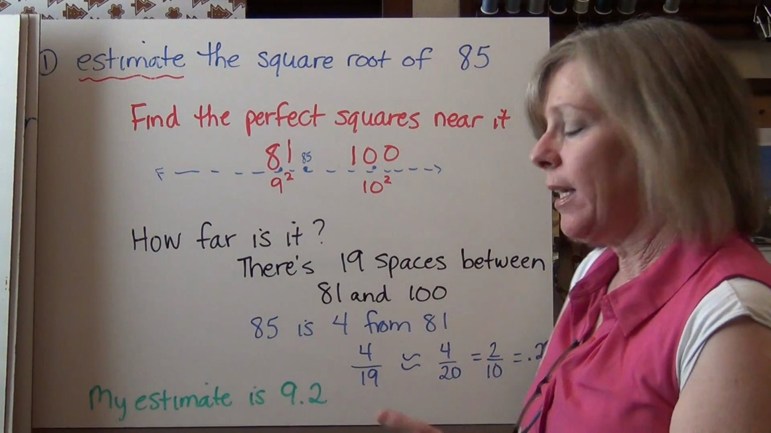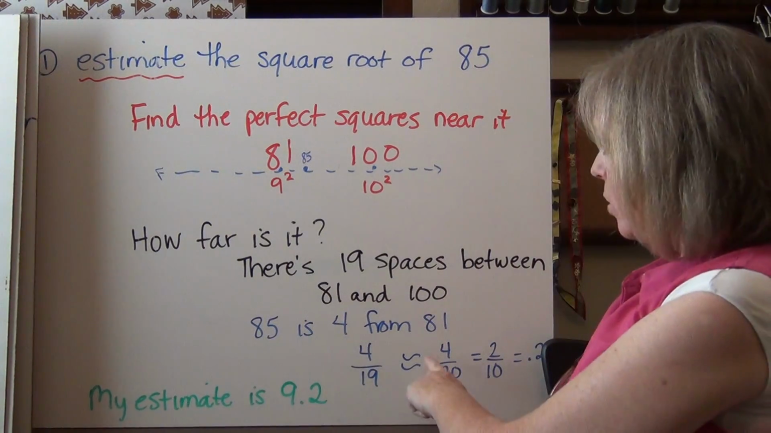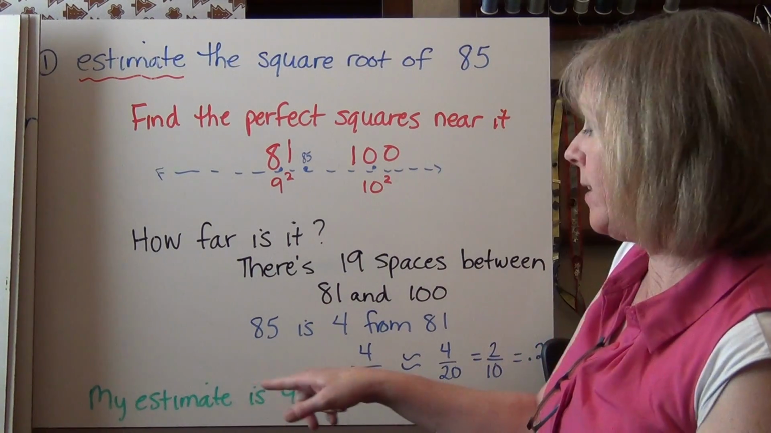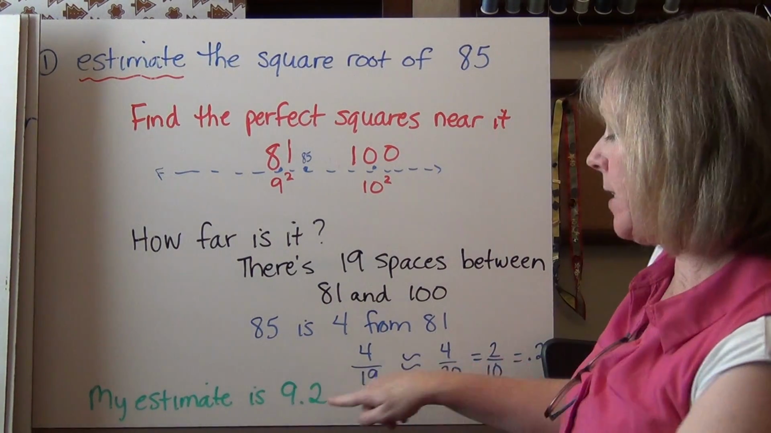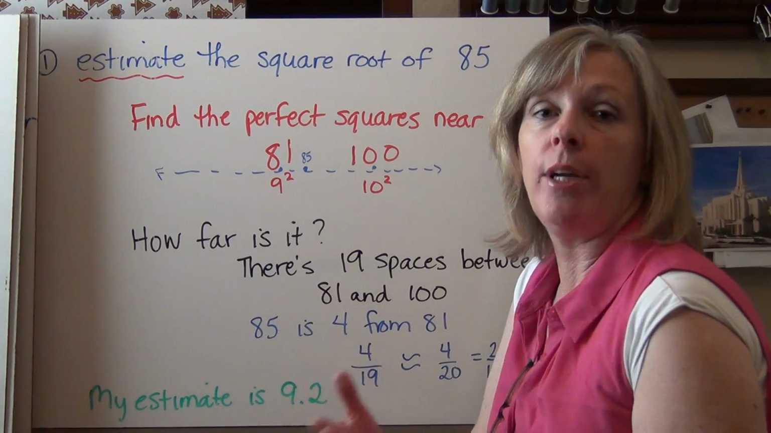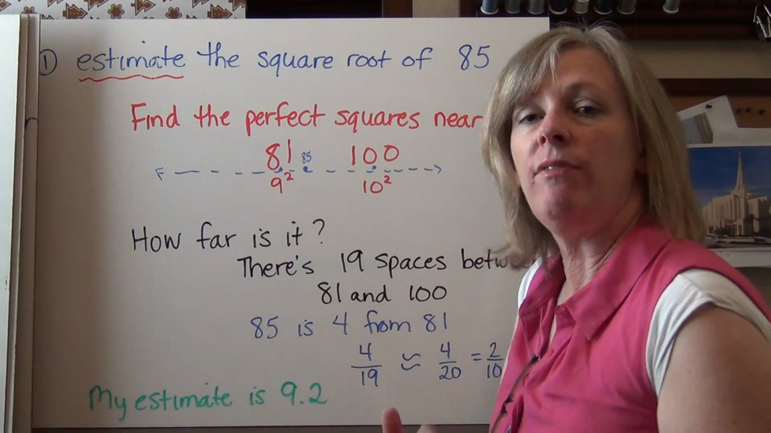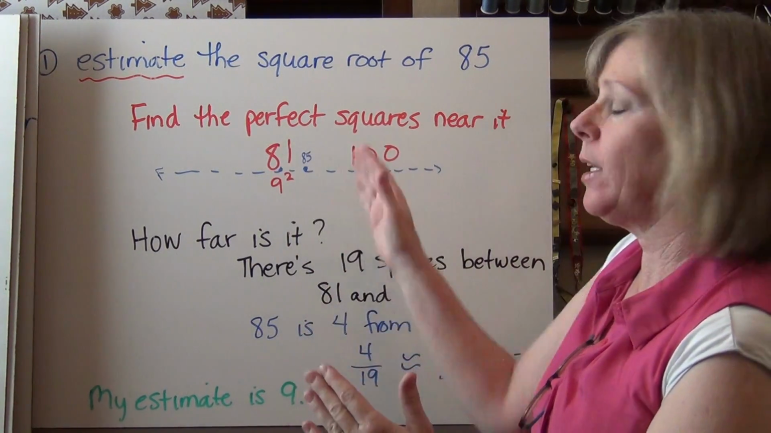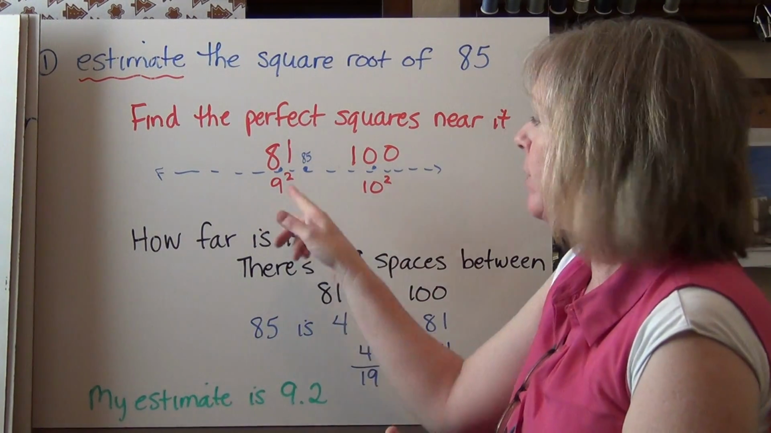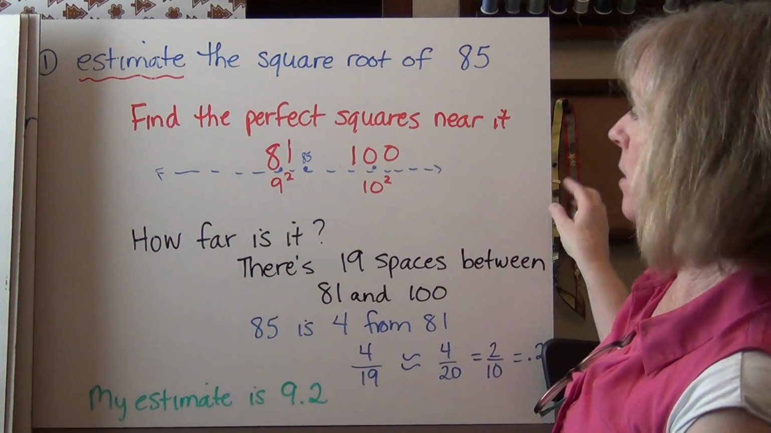Why would I do that? Because if I can get that to a 10, then I have tenths, and that's a decimal. So 4 over 20 would be 2 over 10, which is 2 tenths. So I decided that my estimate would be 9 plus that 0.2, or 9.2. I could test that by multiplying 9.2 times 9.2, and I should get very close to 85. So when you need to find an estimate, you bracket it between those two numbers and then break it down a little bit more. Obviously, if this was halfway between, I would call it 9.5, but it wasn't, so we went through that process.